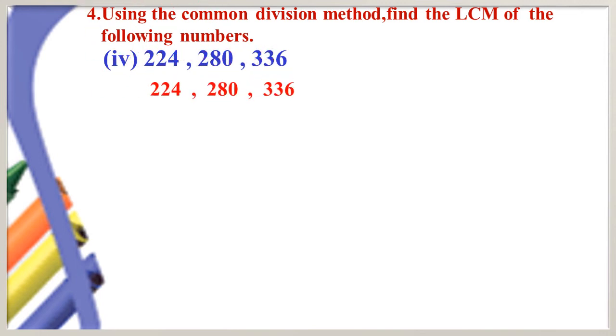Next, the fourth problem. Using the common division method, find the LCM of the following numbers. The given numbers are 224, 280 and 336. So first arrange the given numbers in a row. Let us find the divisor. Identify a prime number which divides at least two of the given numbers in the first row.